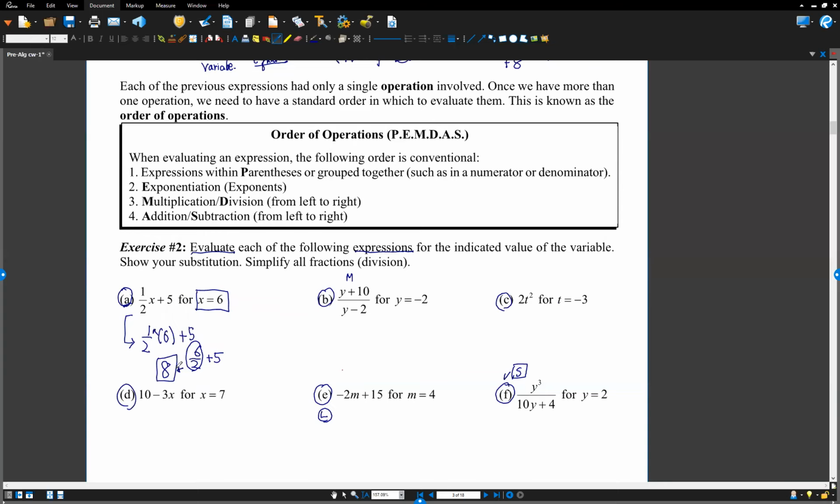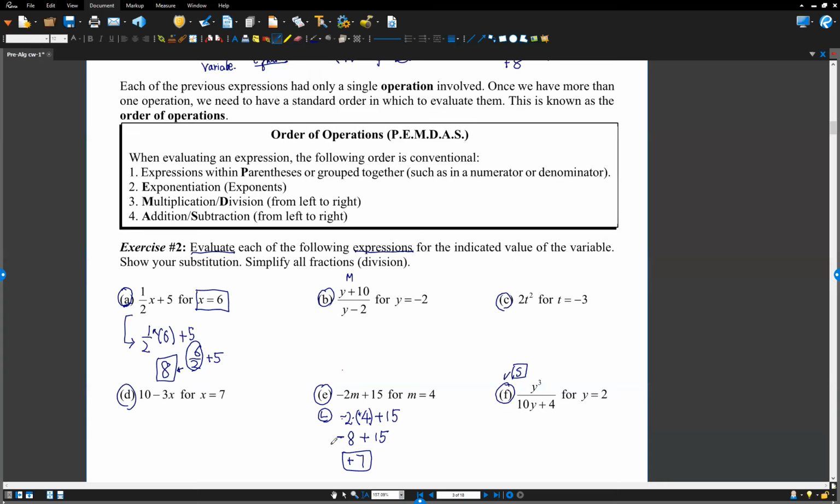Also, I got the answer for E. Okay, give me your answer. So n equals 4, so you have to do -2 times 4. Negative times positive is what? That's a product, okay? Negative times positive is still negative, so -8 plus 15 would equal positive 7. Perfect. Positive 7. That's the answer, right?